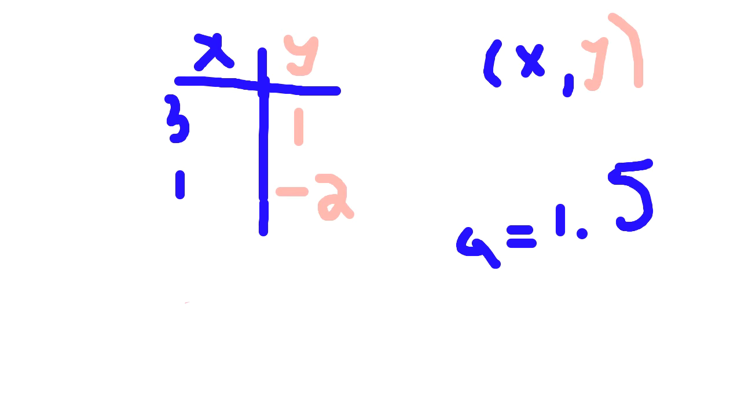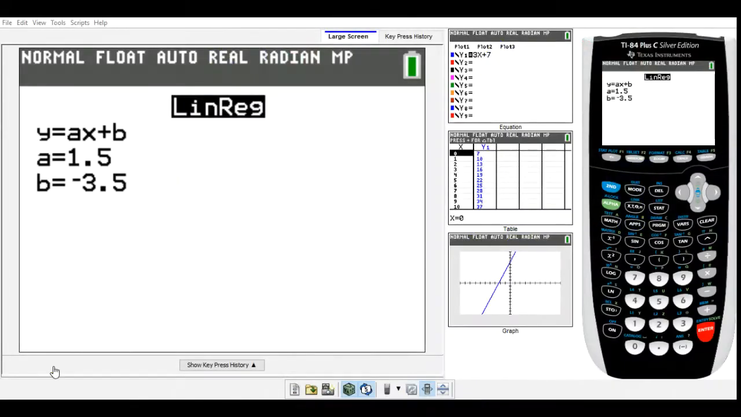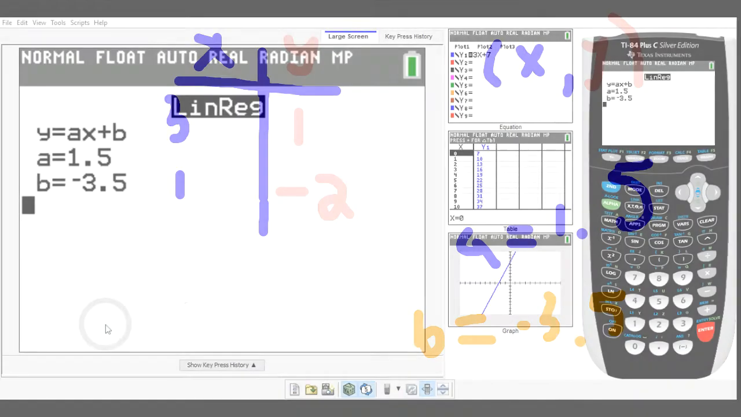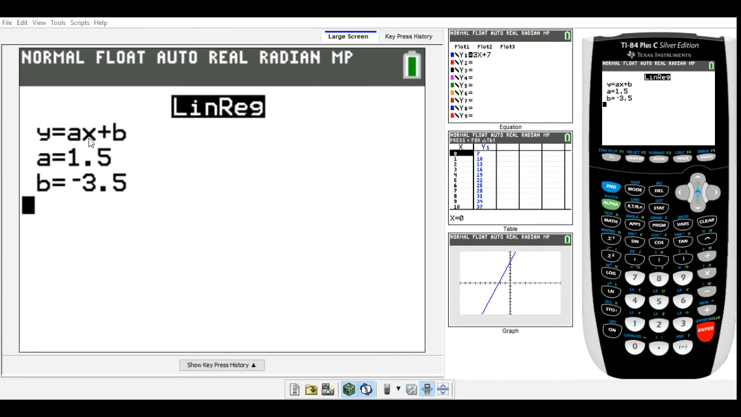Okay, and then B is -3.5. So B equals -3.5. Okay, so that A is your slope. A in the calculator is slope. Once again, A is slope. It's the same thing as M.